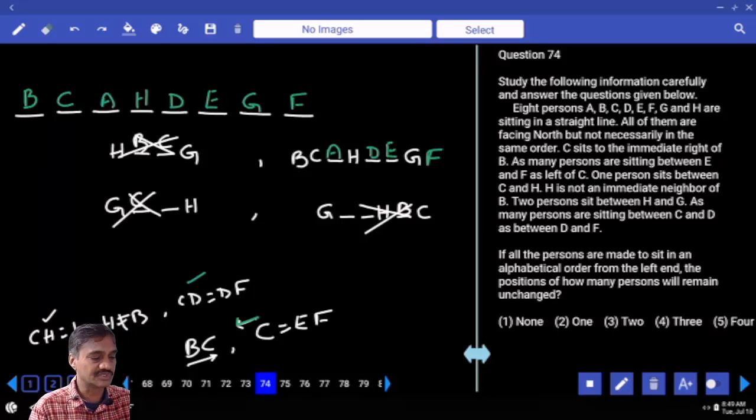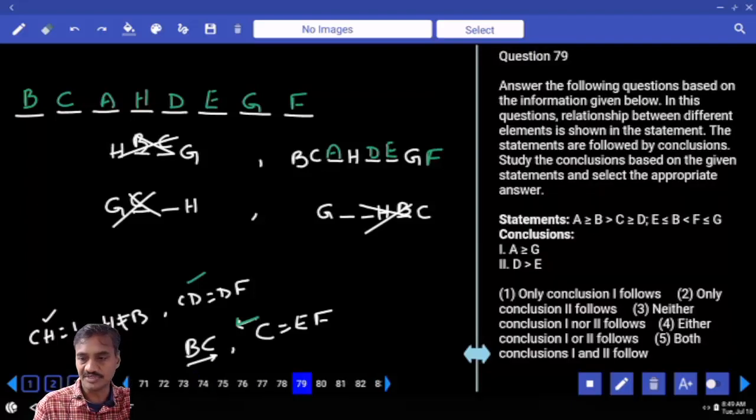And this is about questions 74 to 78. The next one, 79 to 81, all based on inequalities. The relation between A and Z: A to B, B to G, opposite symbols, so no relation can be drawn. Now the relation between D and E. Which element is common here? B is common. B greater than D, E lesser than or equal to B. Between E and D there are 2 opposite symbols, so no relation can be found. Hence neither 1 nor 2. Choice 3.